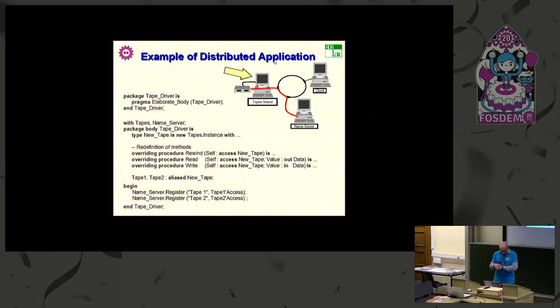Now you have an implementation of that object, so a tape driver. And so you define your own tape, the driver, the concrete implementation of a tape drive. And so you redefine the procedures rewind, read, and write. By the way, the overriding keyword here makes sure that you are actually redefining a method and not, due to some typo or anything else, defining something new. You declare two tape objects here, and you register those tapes under a certain name to the name server. So you send to the remote name server a pointer that through the network designates your two tape drives.